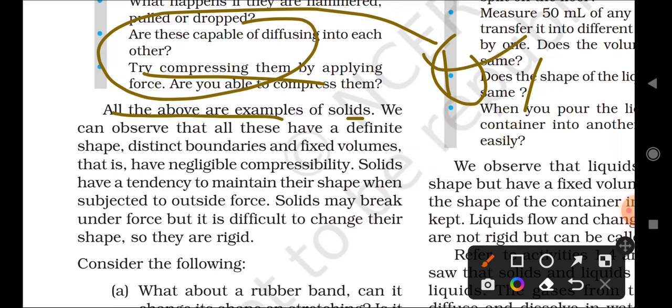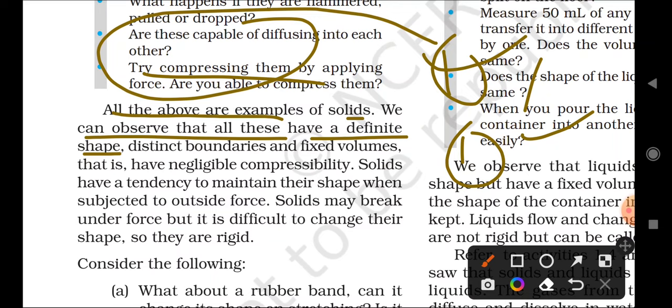From this activity, we can conclude that all of these have a definite shape. The book has a definite shape, the pencil has a definite shape, and every material that is in the form of a solid always has a definite shape. Book, pencil, and needles.